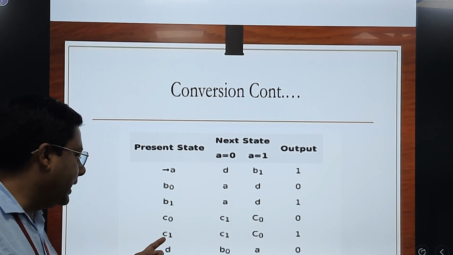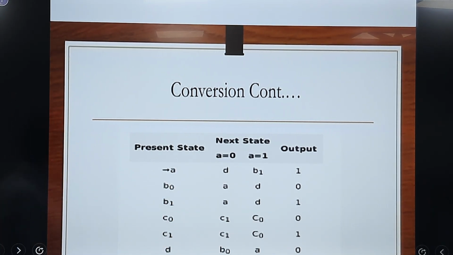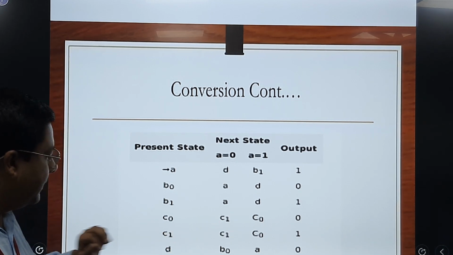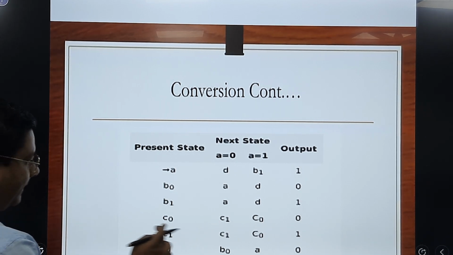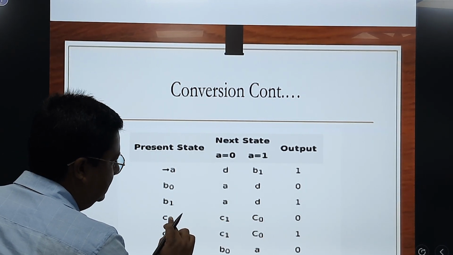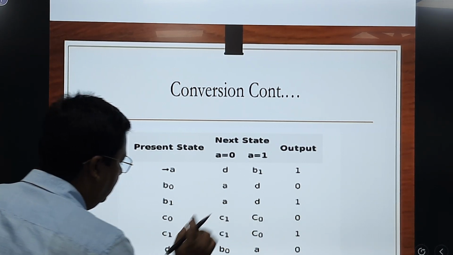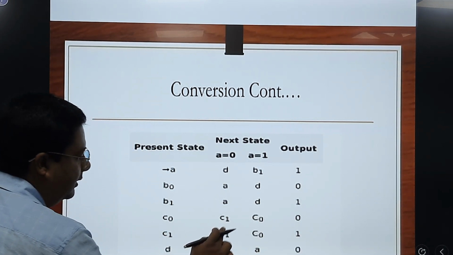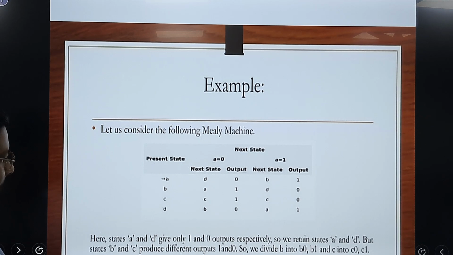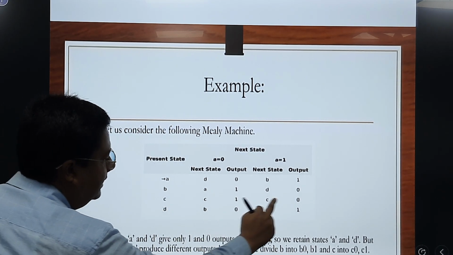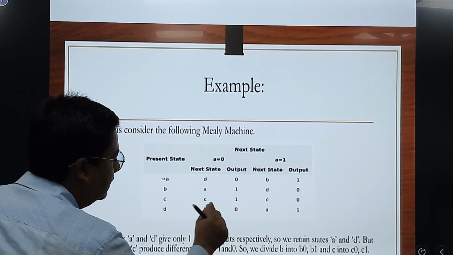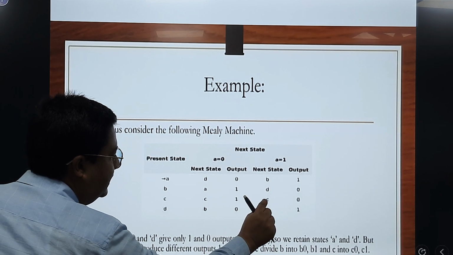Again, C0 and C1. C1, C0 is written here, output is 0, C1 output is 1. So what is happening here? See, C1, C0, C1, C0 means C is generating output 1, C is generating output 0.